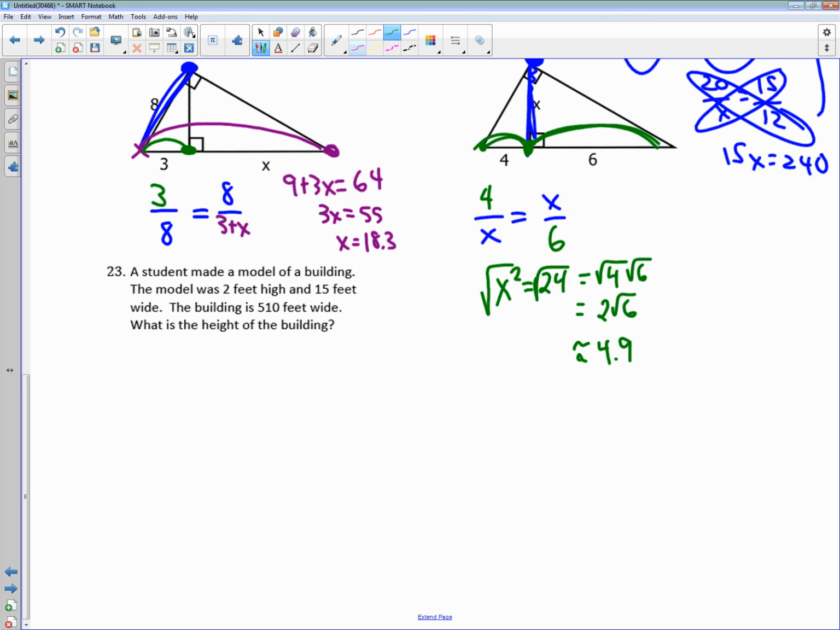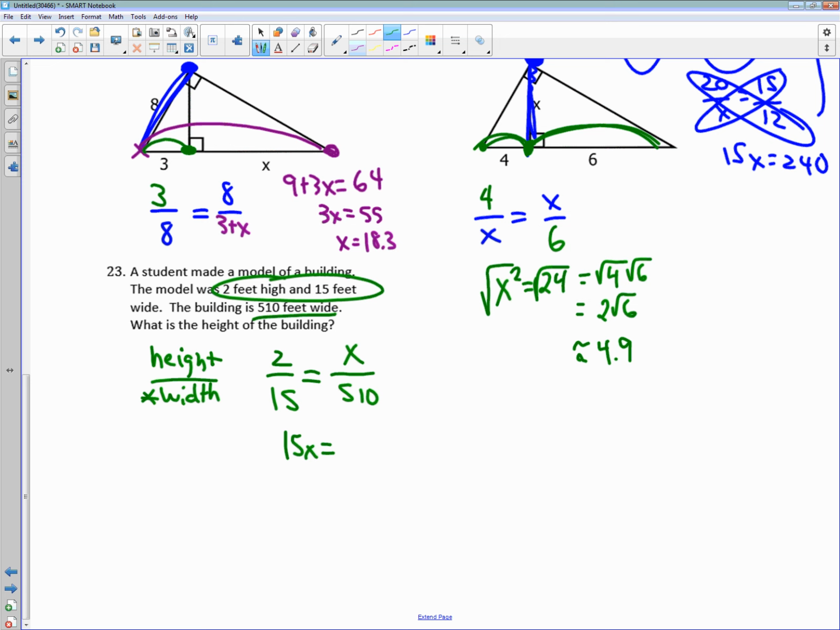As far as 23 goes, we're talking about a scale model. So what I want to look at is I want to compare my height to my width. On the model, it was 2 feet high and 15 feet wide. As far as the real building goes, I know its width is 5'10", and that's going to correspond to a denominator, so that's going there. What I don't know is the height, so that becomes my x. So when I cross multiply, I get 15x equals 1,020. And when I divide that by 15, I get 68 feet.